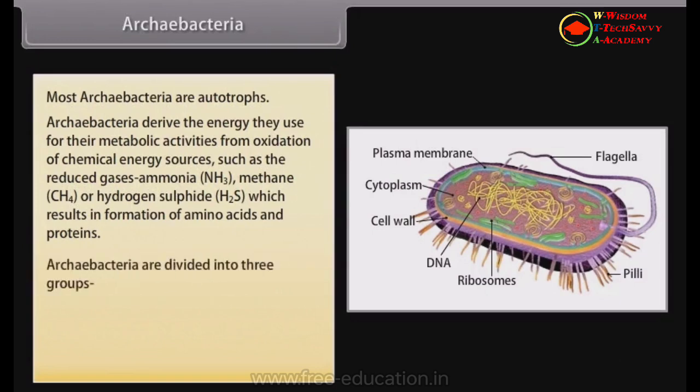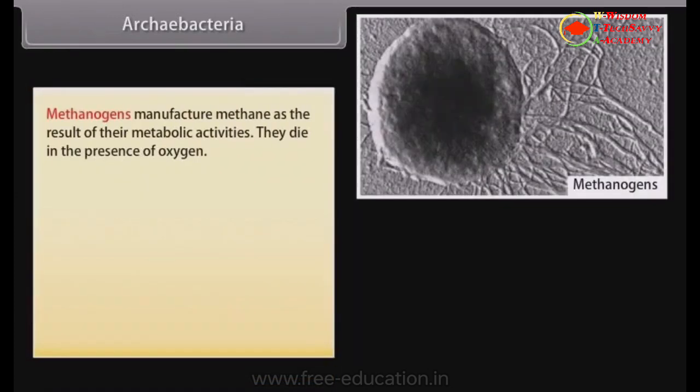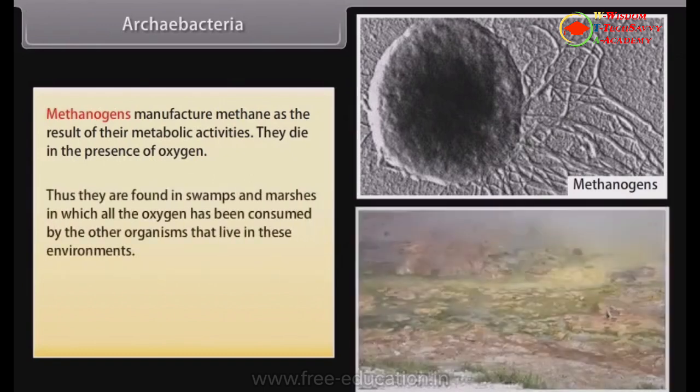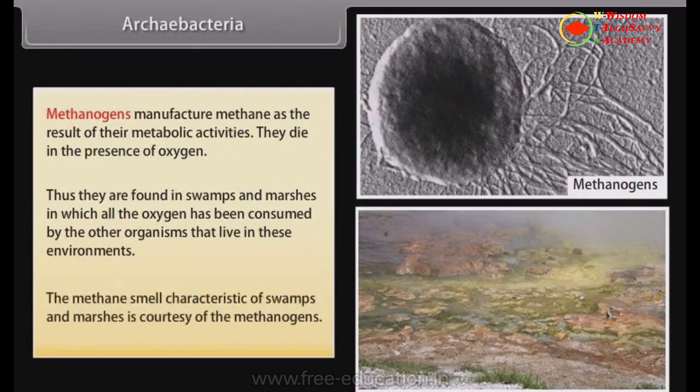Archaebacteria are divided into three groups: methanogens, thermoacidophiles, halophiles. Methanogens manufacture methane as the result of their metabolic activities. Methanogens die in the presence of oxygen. Thus, they are found in swamps and marshes in which all the oxygen has been consumed by the other organisms that live in these environments. The methane smell characteristic of swamps and marshes is courtesy of the methanogens.